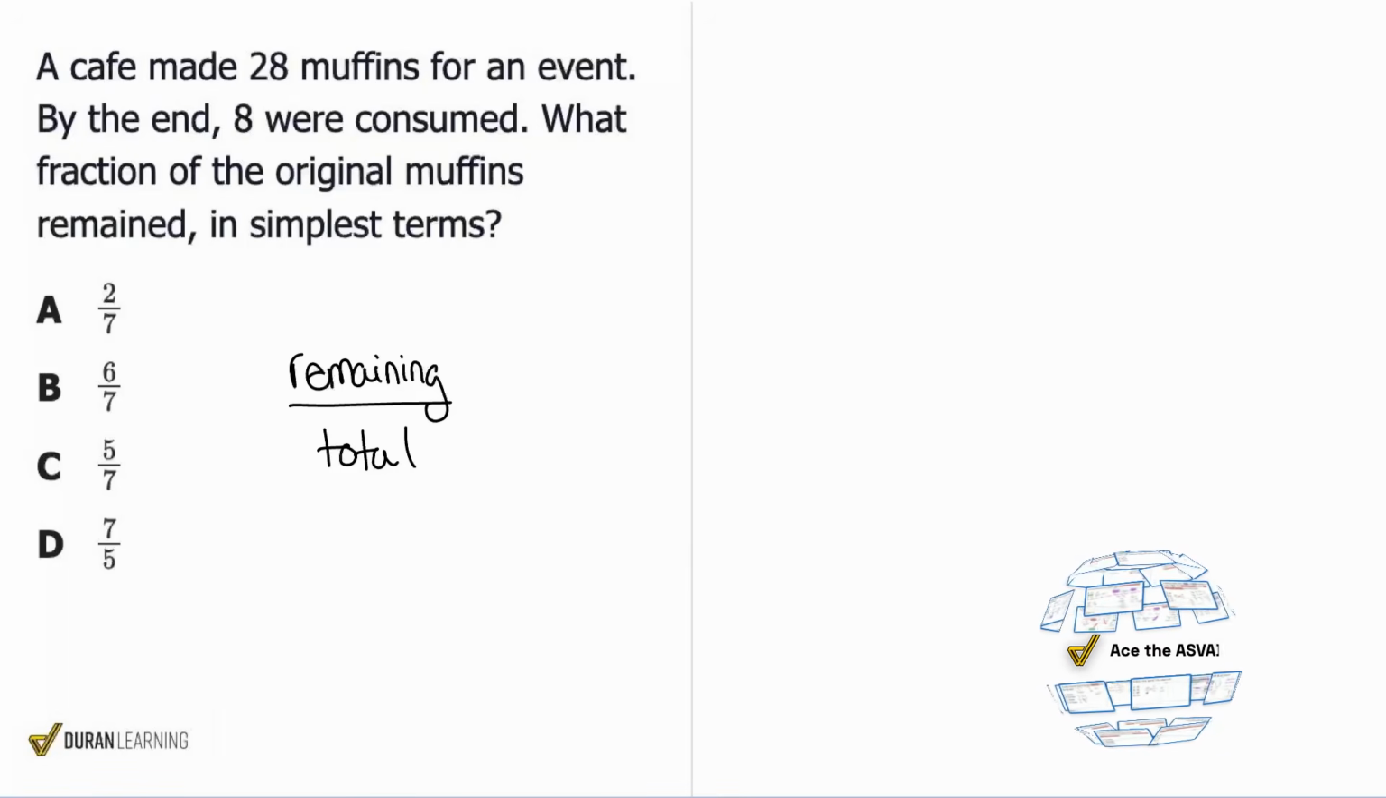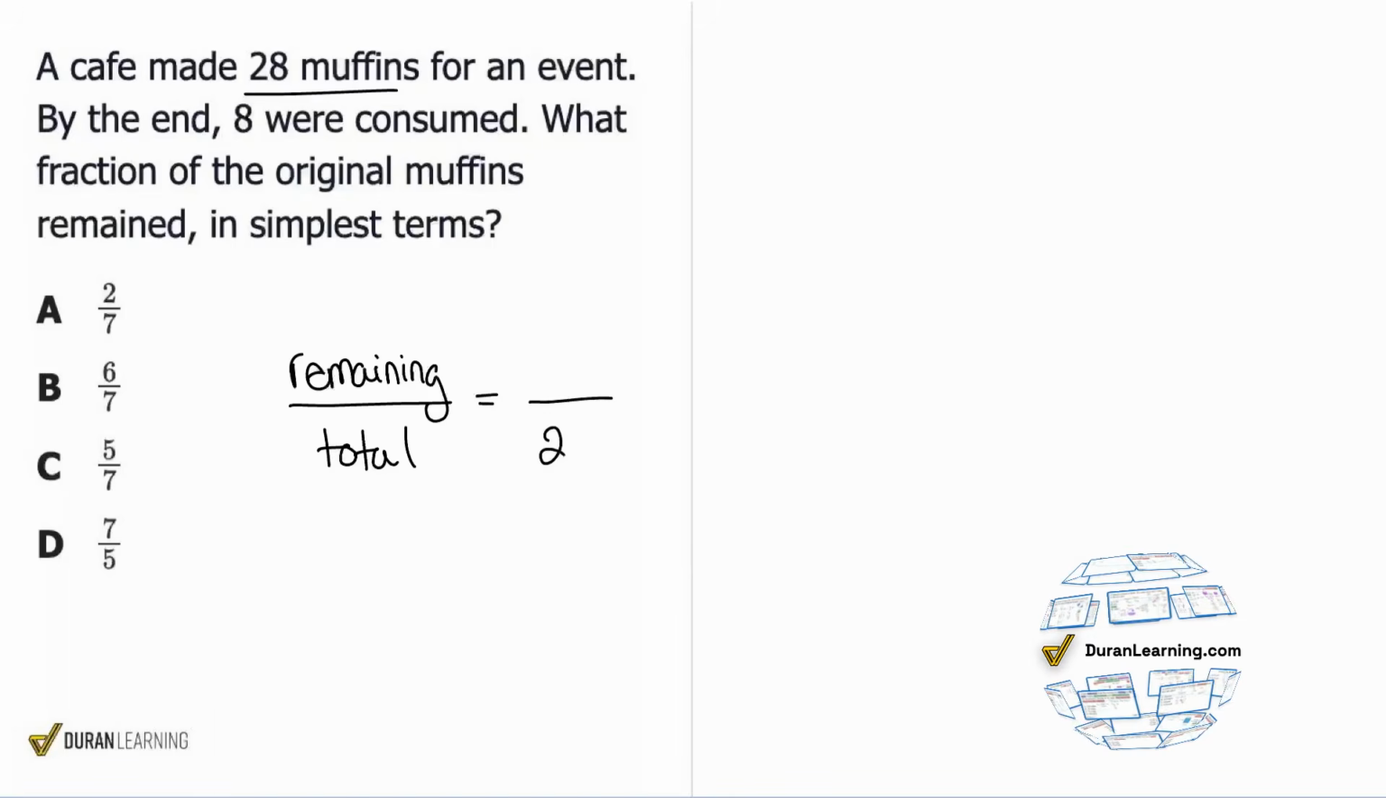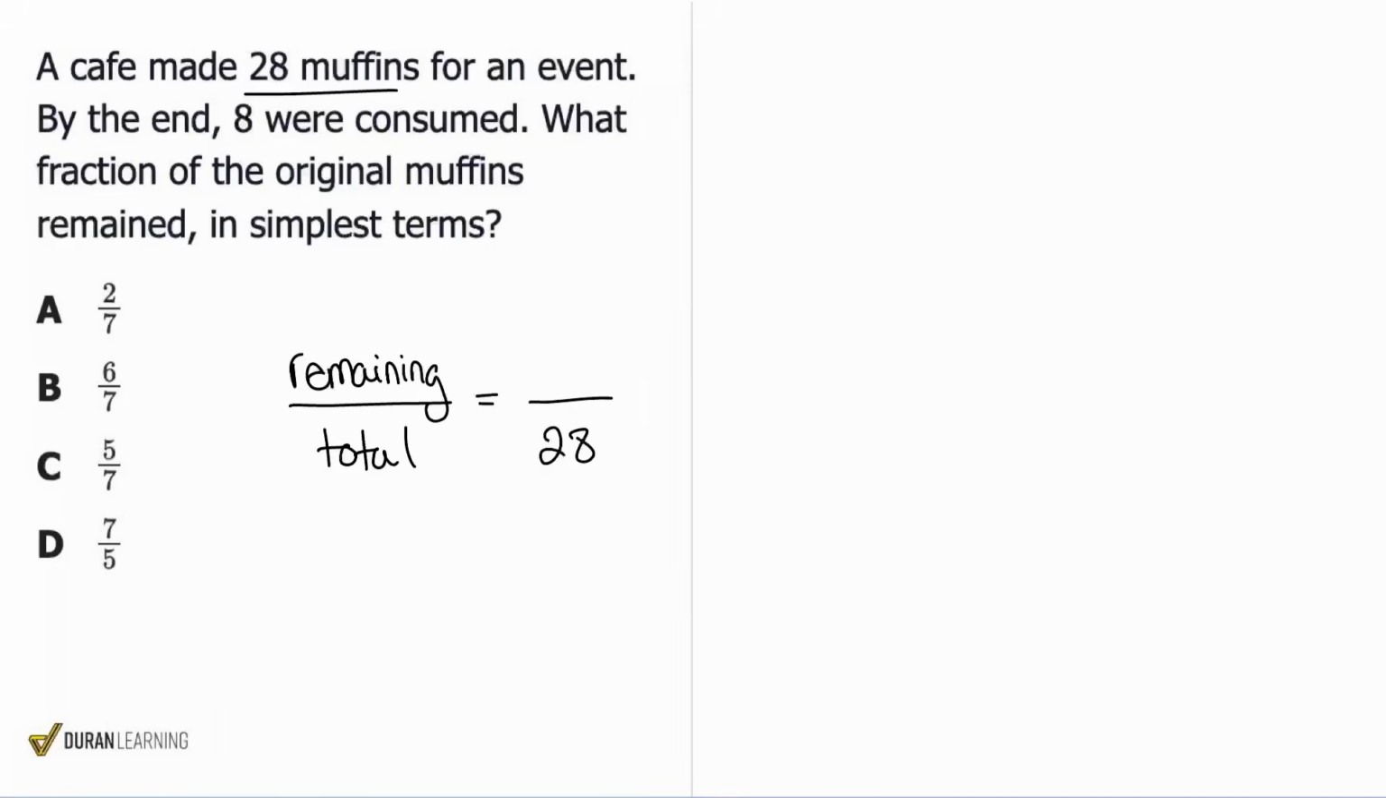because when we take a look at the information we're given, we see that we had 28 muffins for an event, which was the 28 that we had total in the beginning. But when we take a look at how much were consumed, that's going to be 8. 8 were consumed. Everybody, does that mean that 8 belongs up top? Absolutely not. 8 is how much we ate, not how much remain.